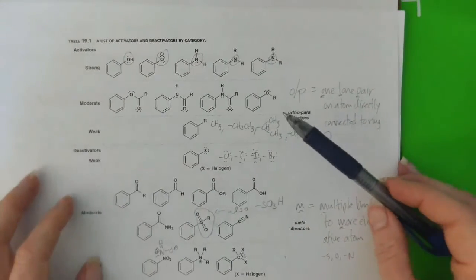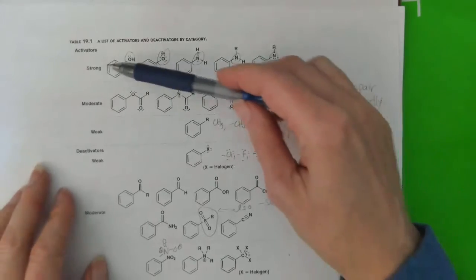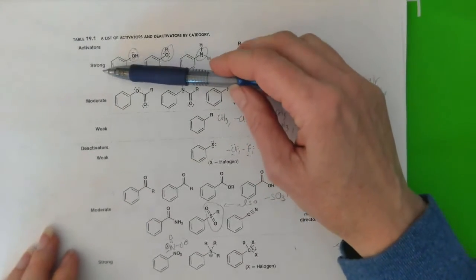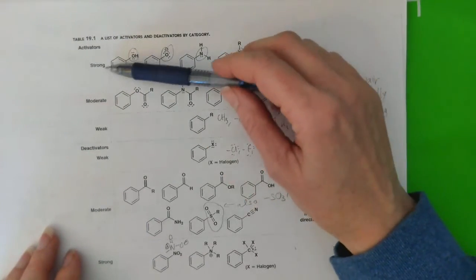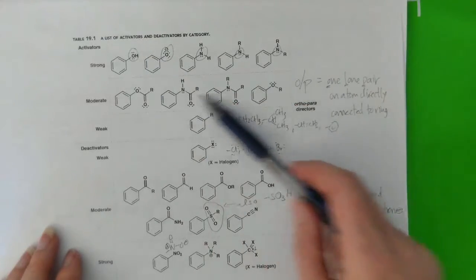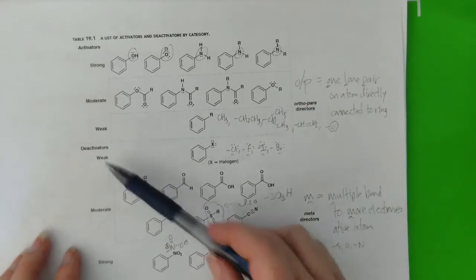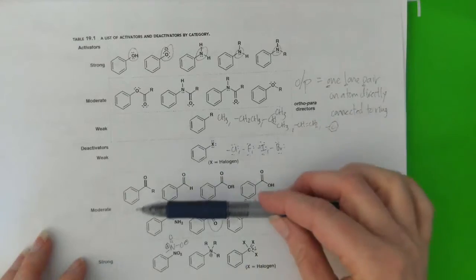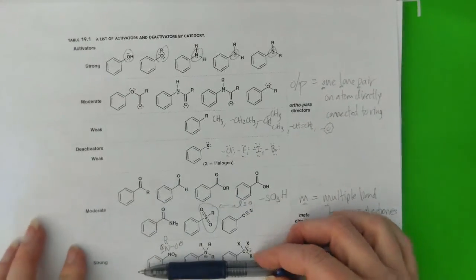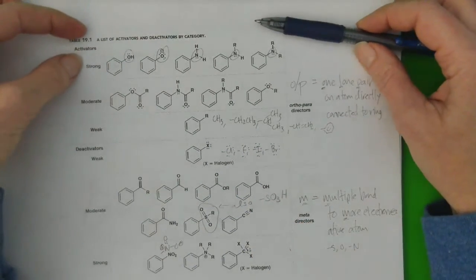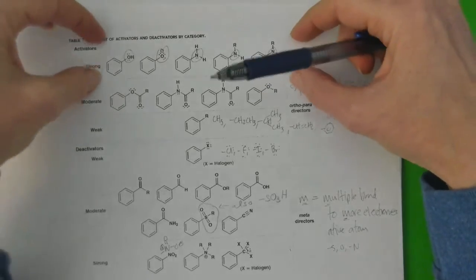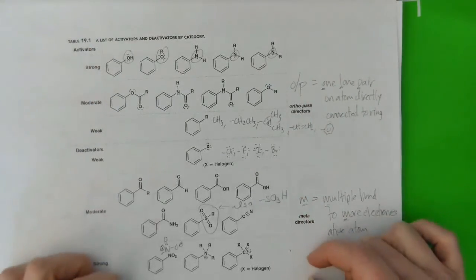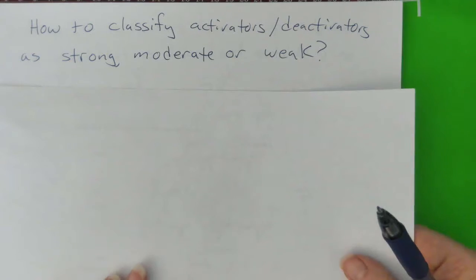Now what we want to go into explaining is how to remember which activators are strong versus moderate versus weak, and which deactivators are weak versus moderate versus strong. So I'm going to start from one end of the spectrum, the strong activators, and work my way down. So let's go ahead and get started with that.